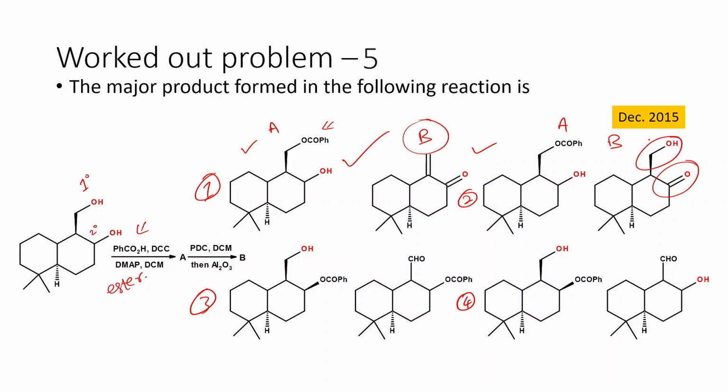So when we treat with alumina, dehydration will take place. So that means the hydroxyl group cannot exist. In other words, the second combination is not the right product. So we can easily, without even looking at the mechanism, solve the problem.